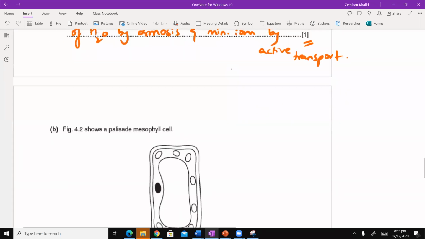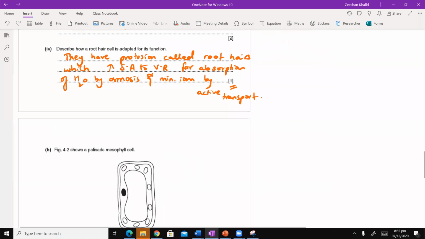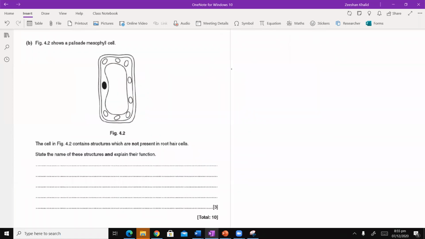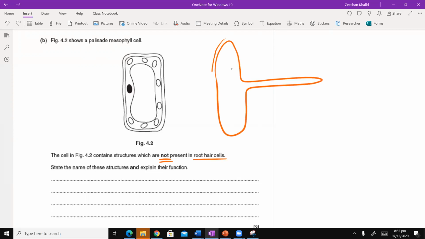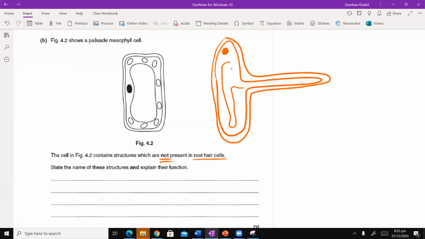Okay, and then finally, part B says figure 4.2 shows a palisade mesophyll cell. This is one of the plant cells. The cell in figure 4.2 contains structures which are not present in the root hair cells. So what is the feature that is present here, which is not present in the root hair cell? Let me quickly draw a root hair cell. So that's the cell wall, if you like. Maybe that's the nucleus, so that's the cell vacuole.